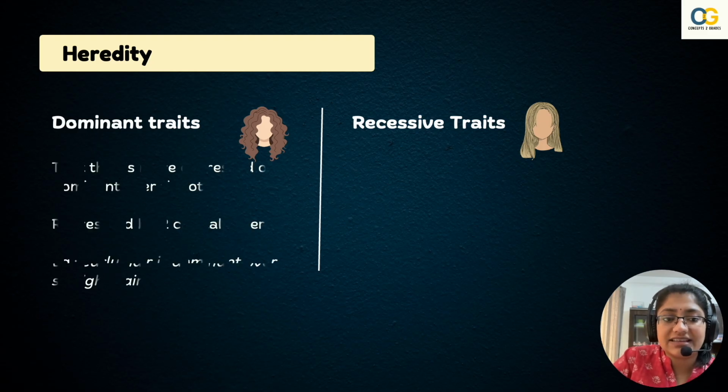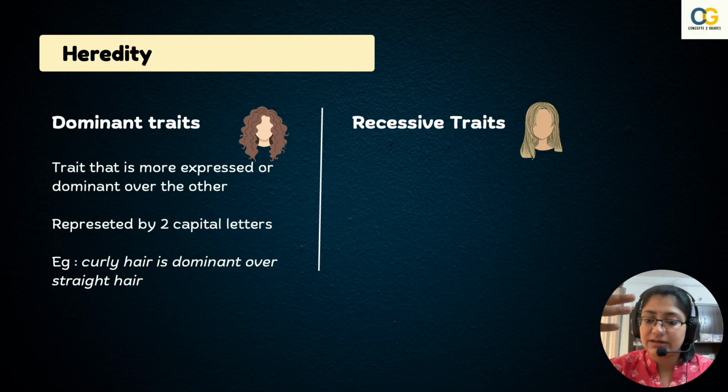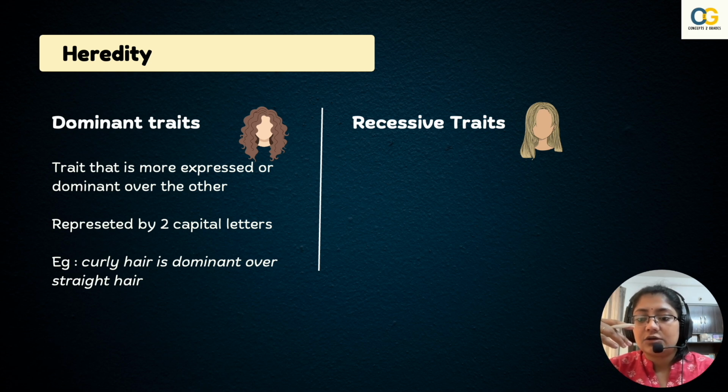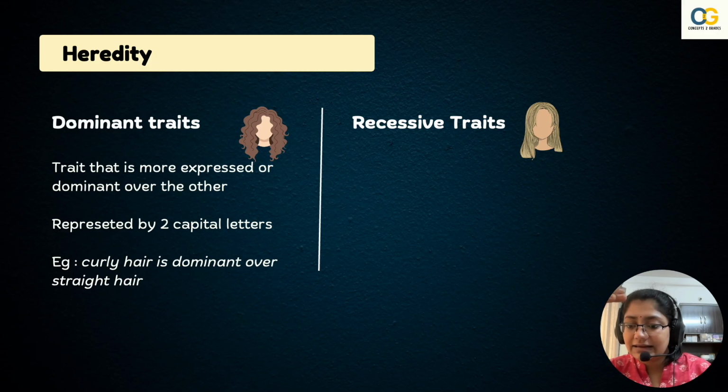Coming to dominant and recessive traits. So dominant traits are traits that are more expressed than the other, and it is represented by 2 capital letters. That's just a representation. Like curly hair is more dominant than straight hair. To give you a better understanding of this, what it ultimately means is, if your father has curly hair and your mother has straight hair, the likelihood of you having curly hair is more. That is what it essentially means, because dominant trait is curly hair. It is dominant over the straight hair.